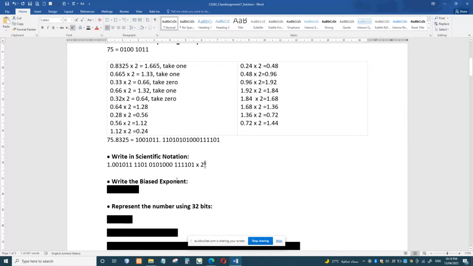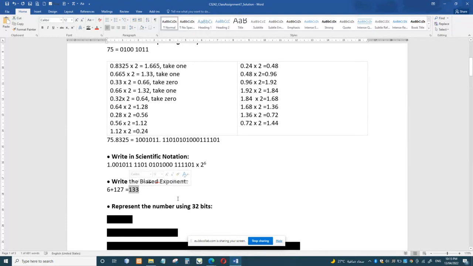Okay, so the biased exponent will be based on the plus 6, which is your exponent. You need to convert your original exponent to the biased exponent. In order to convert your original exponent to the biased exponent, in case of single precision, you have to add 127 to it. So we have to add 127 to plus 6. So 6 will be added with 127. So this is our biased exponent.